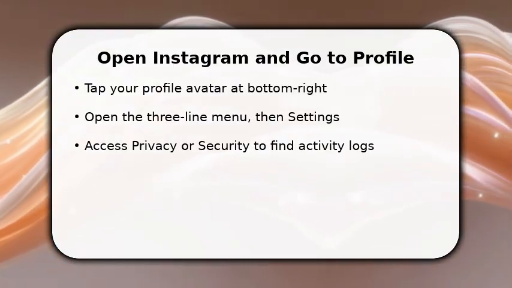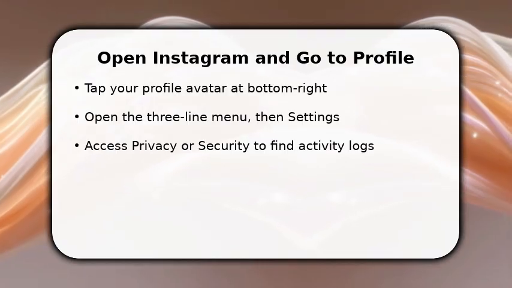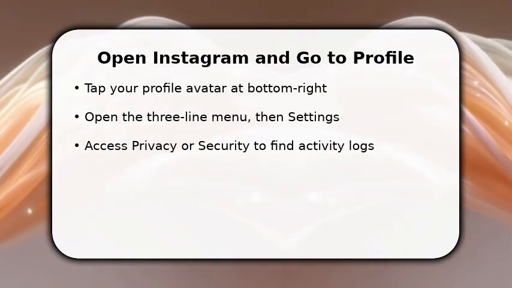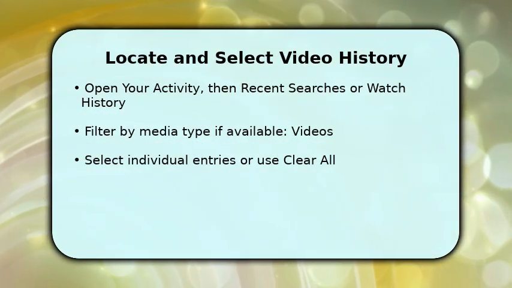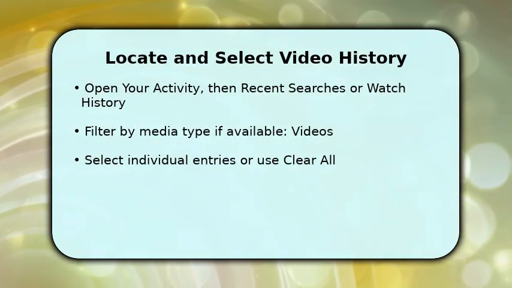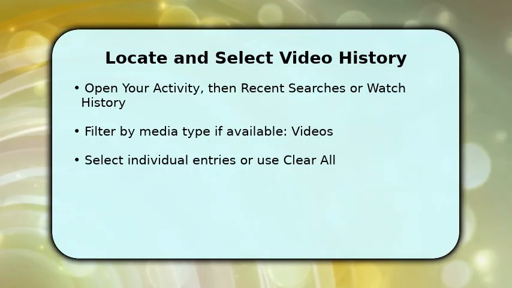Make sure you're using the latest app. Updating avoids hidden menu labels and ensures the correct controls appear. Now find your activity, then tap Watch History or Recent Searches. Instagram sometimes groups video views in those sections.